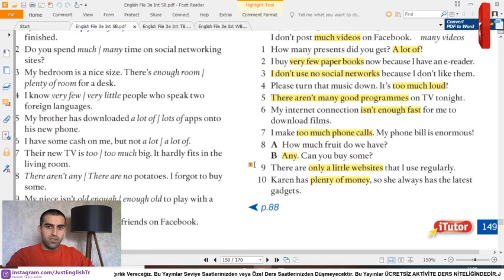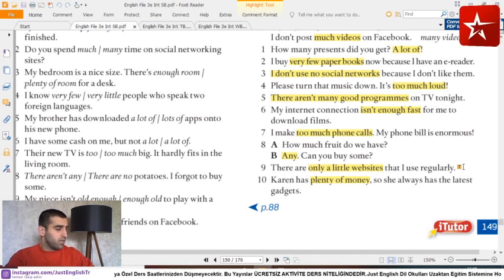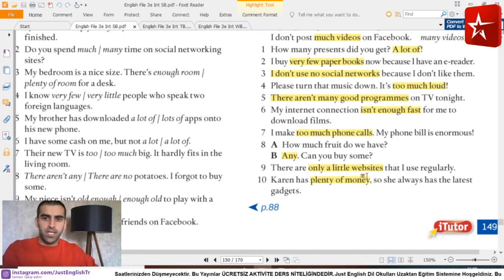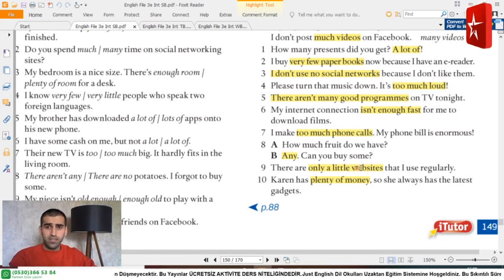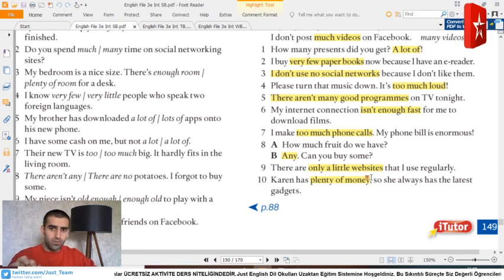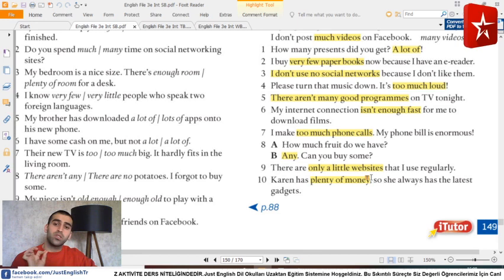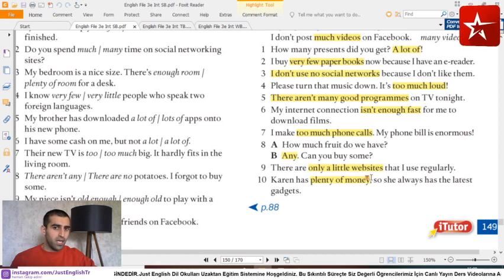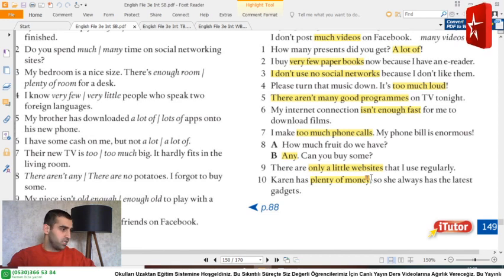Number 9. There are only a little websites that I use regularly. If you pay attention to the word website, the noun is website here. Is it a countable or uncountable noun? The first thing you should be careful with is whether the noun is countable or uncountable, and then the quantifier: which one we use with the countable, which one we use with the uncountable.